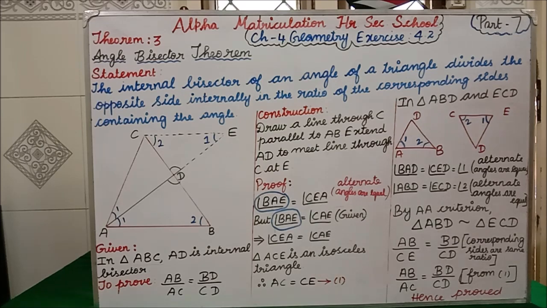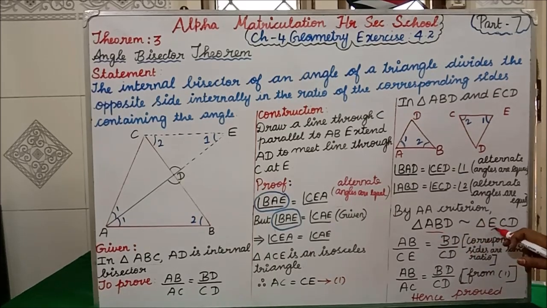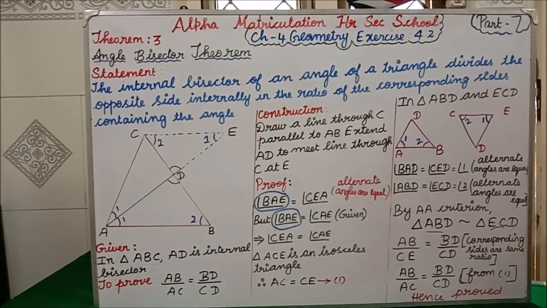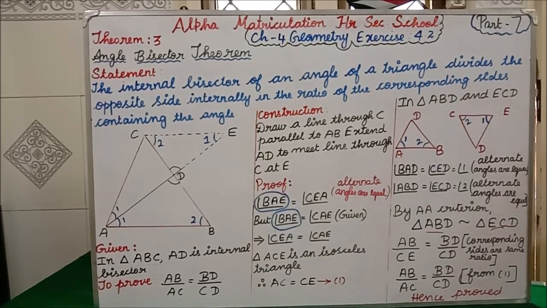So, corresponding side means how we will write usually? We will mark here, isn't it? AB divided by here what? CE. Next EC or CE same only is equal to next is what? BD divided by CD. Clear all of it? Here, therefore corresponding sides are same ratio we are writing.